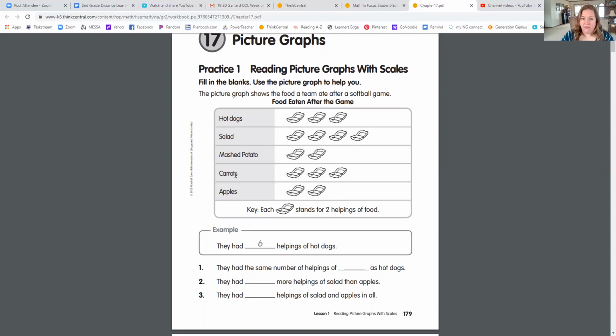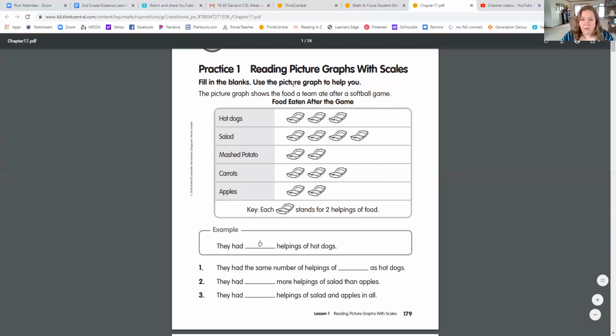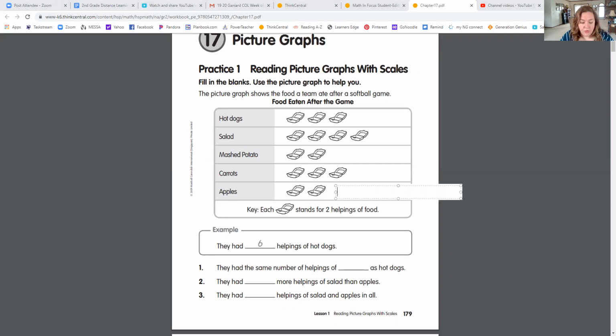So for example, in our first page of our workbook, they set up an example page for you. Each of these trays stands for 2 helpings of food. So if I'm looking at my apples here on this picture graph, I see 2 styrofoam trays. So each one of those trays is going to equal 2 helpings of food. So if I'm going to do a math sentence for that, we have 2 trays of food. Each tray equals 2 helpings. I would have 4 helpings of apples according to this picture graph. You're going to use this information to answer questions as you go through.